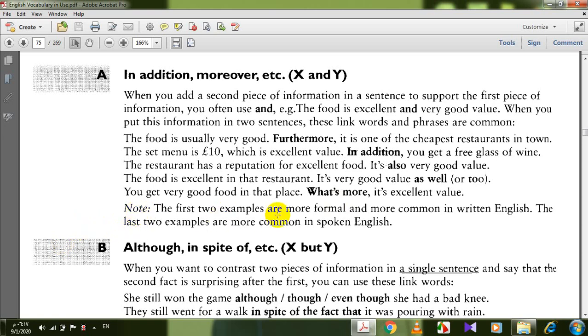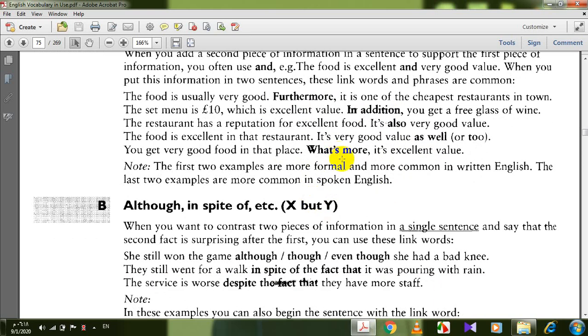Note, the first two examples are more formal and more common in written English. The last two examples are more common in spoken English. So "what's more", "as well", "too", these connectors, these link words are more common in spoken English. However, furthermore and in addition are more common in formal language, in writing. So these things are very easy, and I think they have already been taught to you at earlier stages.